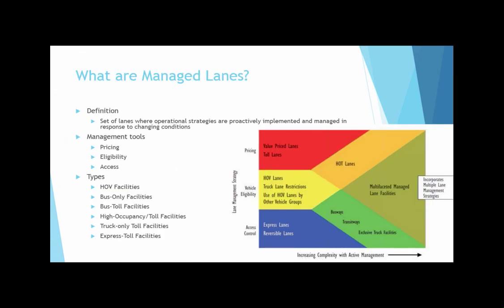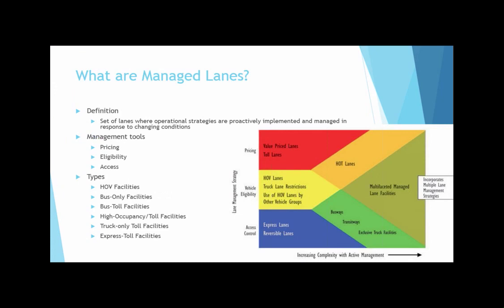So what are managed lanes? As many of you may know, the Federal Highway Association defines managed lanes as a set of lanes where operational strategies are proactively implemented and managed in response to changing conditions. These operational strategies include some management tools such as pricing, eligibility, and access. So basically the way to set up a managed lane is to either price the lane, restrict the lane's eligibility, or restrict the lane's access. And depending on the combination of tools you use is the type of managed lane you get.